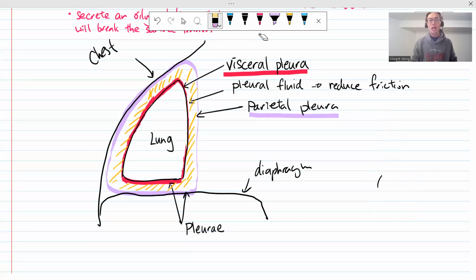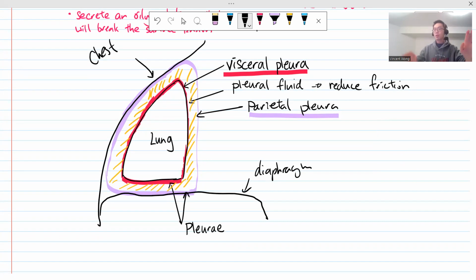Okay. And at the bottom, same thing with the diaphragm. So what that means is, try to visualize this. When your chest moves out, it will pull the lungs with it. Same thing, when your diaphragm moves down, it will pull the lungs down with it. I have a question.